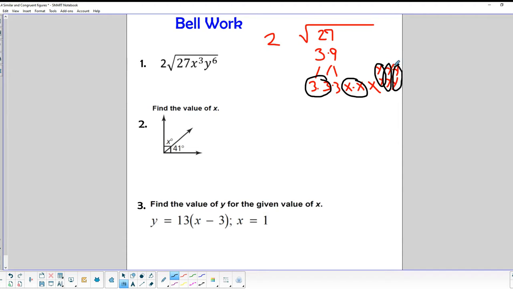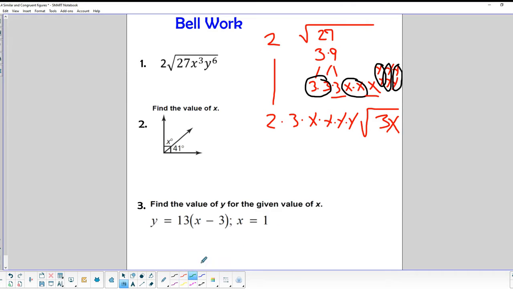We have a pair of 3's, we have a pair of x's, and we have 3 pairs of y's, as you can see. So if we take one of each pair out in front of the radical, we'll have the 2. So let's bring that 2 down. That 2 comes down. And then we're going to have one of these 3's, one of these x's, and then one of each of these y's. So y, y, and y. And then we have our radical, and what's going to be left inside is just this 3 and this x.